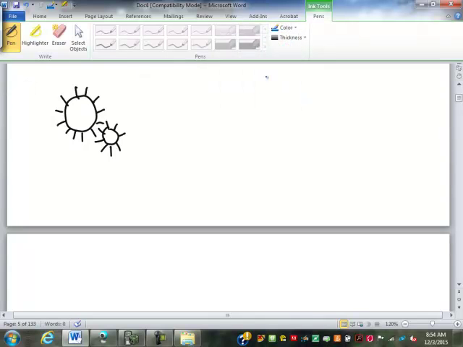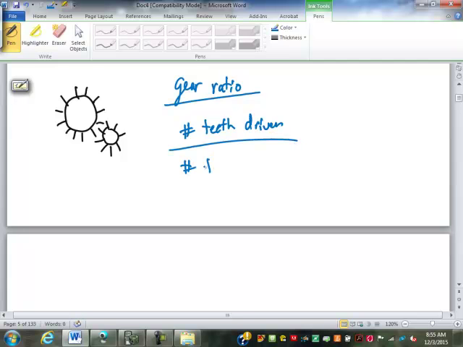Anybody got it? Somebody said it over there. Gears. For a gear ratio. Now, gear ratio is the number of teeth in the driven gear to the number of teeth in the driving gear.